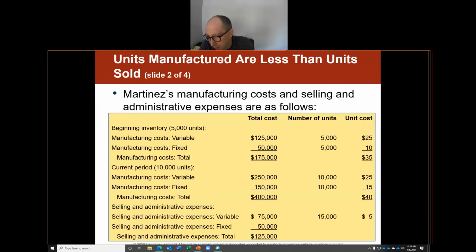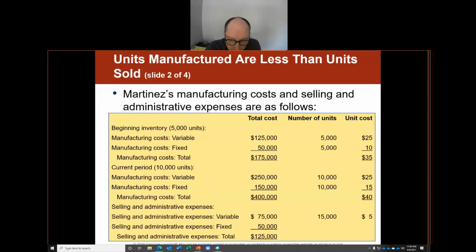What caused it to increase? I don't know. It could have been an increase in supervisor salaries. It could have been an increase in rent. It could have been an increase in something along those lines, depreciation expense maybe. And so it increased the unit fixed cost by $5. So fixed cost per unit times 10,000, 150. Our total manufacturing cost per unit during the accounting period is $40 per unit.